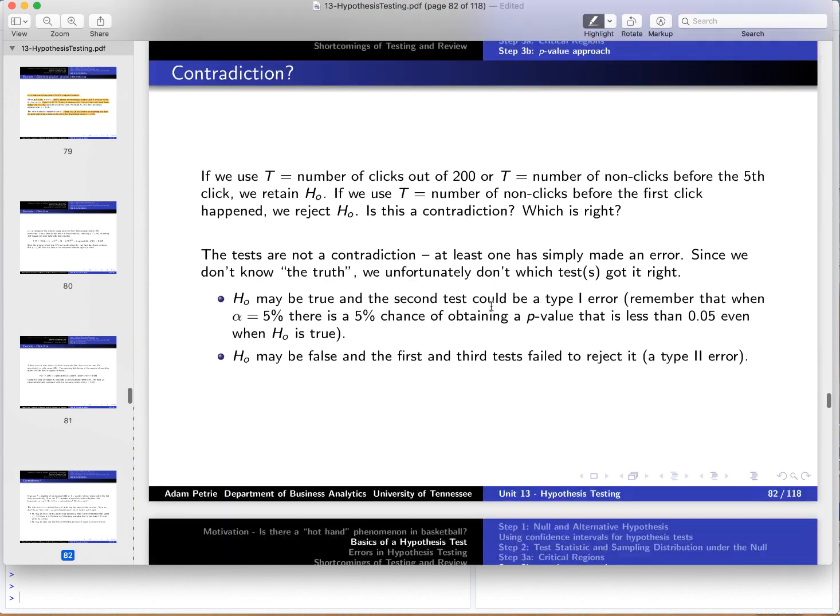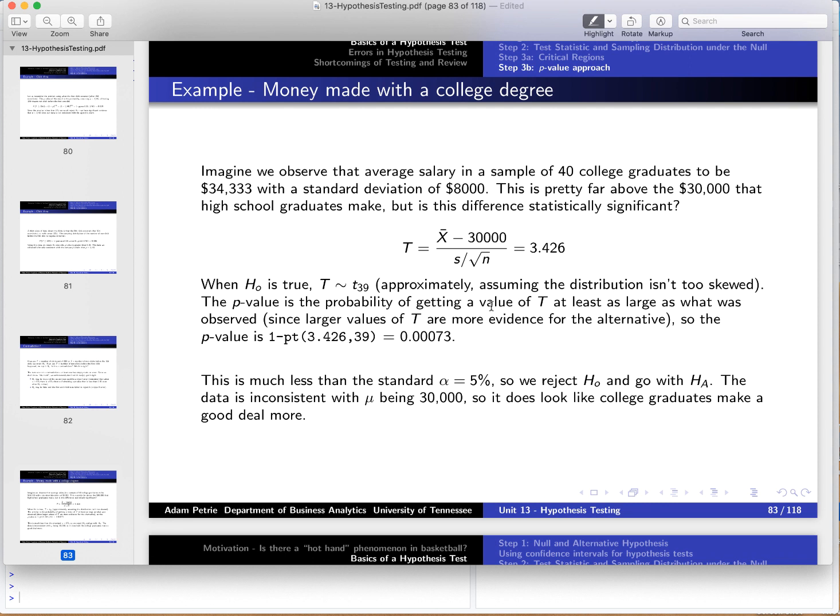So for another example, let's look at the money that's made with a college degree. Let's imagine that we have a random sample of 40 college students, and their average is $34,333, with a standard deviation of $8,000. Back when we were setting up the hypothesis test, the null hypothesis was that the average college and high school salary was the same. The alternative was that college graduates were making a bit more. If we know that the high school average is $30,000, this $34,000 is quite a bit above, so is that substantial evidence to go with the claim made in the alternative, that the average is indeed greater for college graduates?